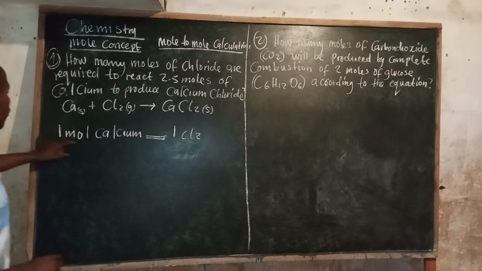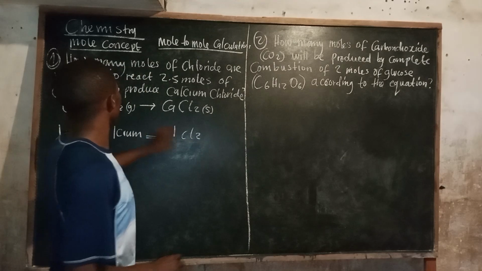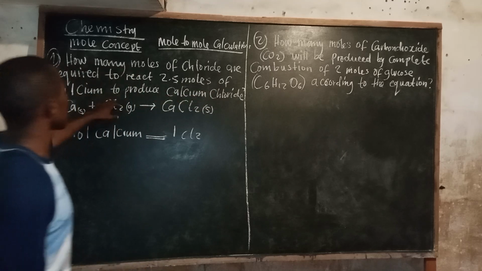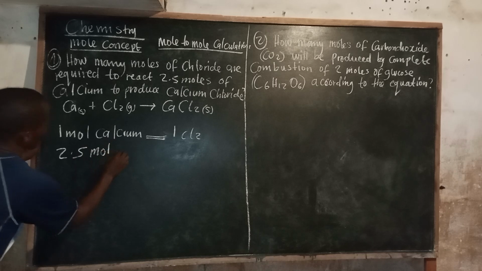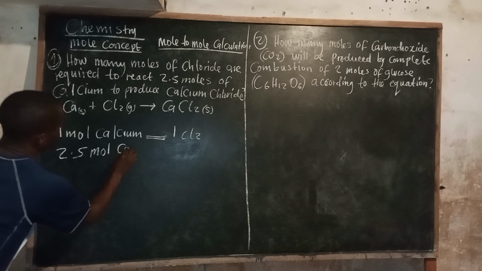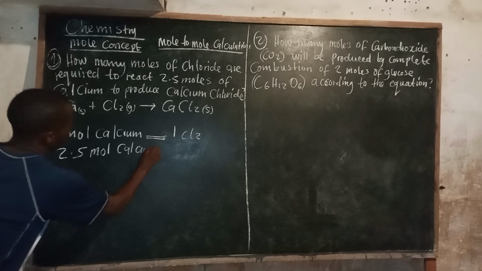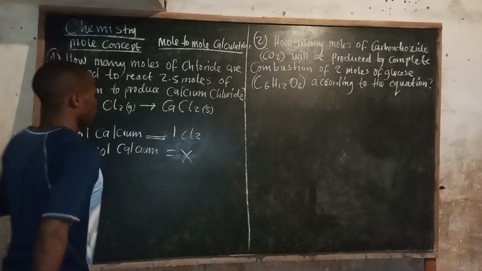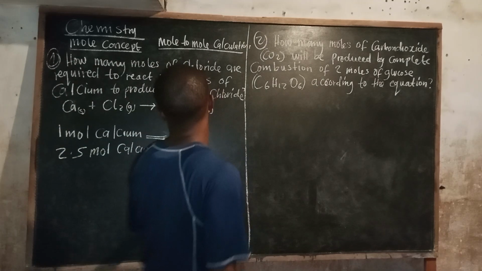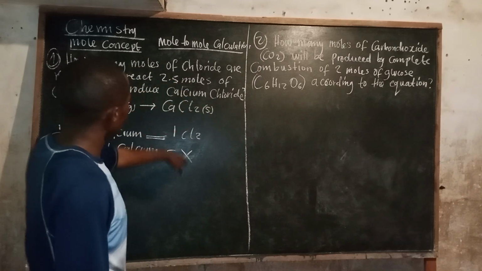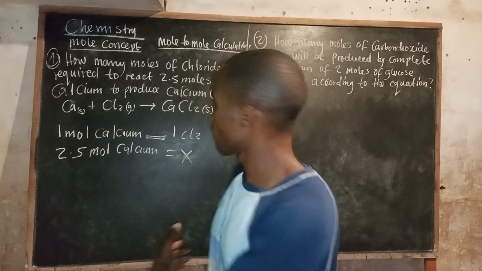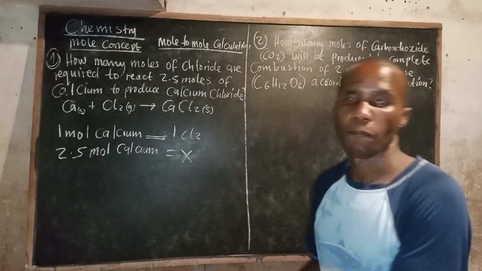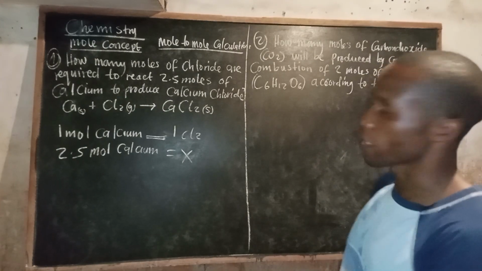So when 1 mole of calcium is equals to 1 chlorine, what about 2.5 moles of calcium? So we are going to say 2.5 moles of what? Calcium is equals to X. For chlorine we don't know, and this is what we are looking for. How many moles of chlorine? This is what we are looking for. Remember, when we are looking at this, we have to do the direct proportion. That is what is happening.